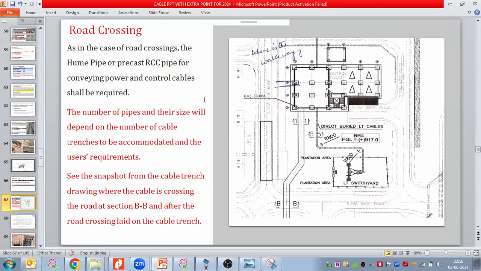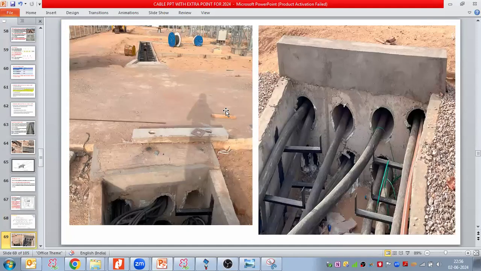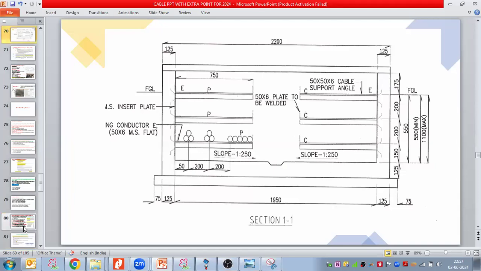And then if the cable is crossing a road, a trench road crossing, then we use the hume pipe that looks like this. So this is how we represent it in the drawing, and this is how we do it at the site. So now the cable trench is coming to the road crossing, so this trench is converted into the hume pipe here.